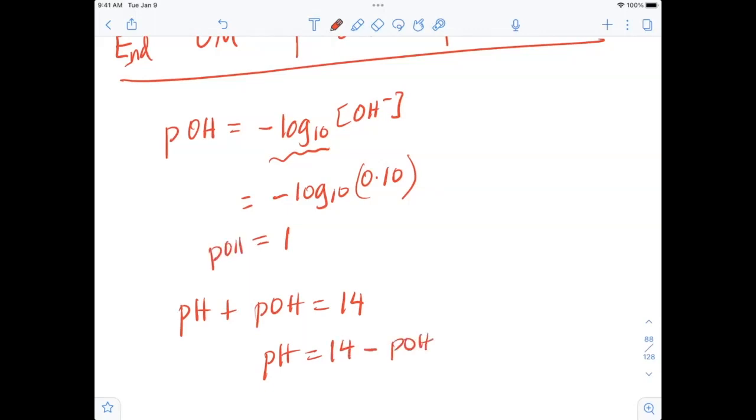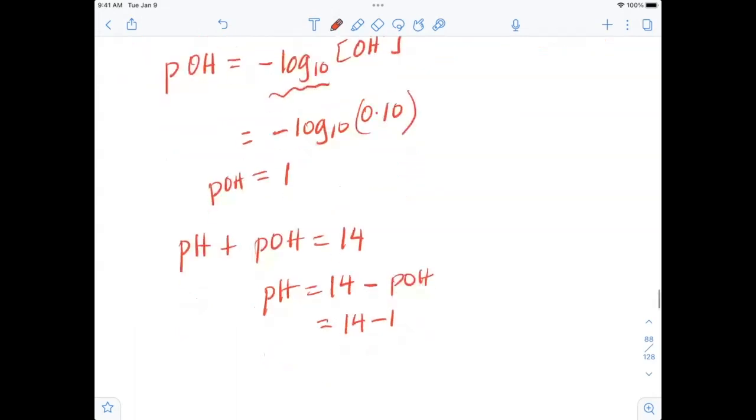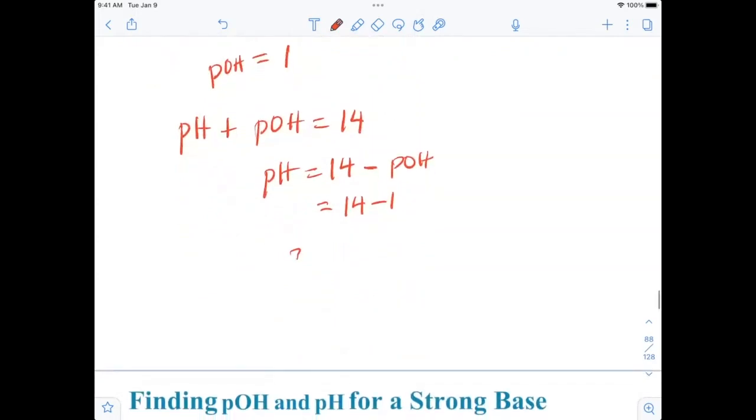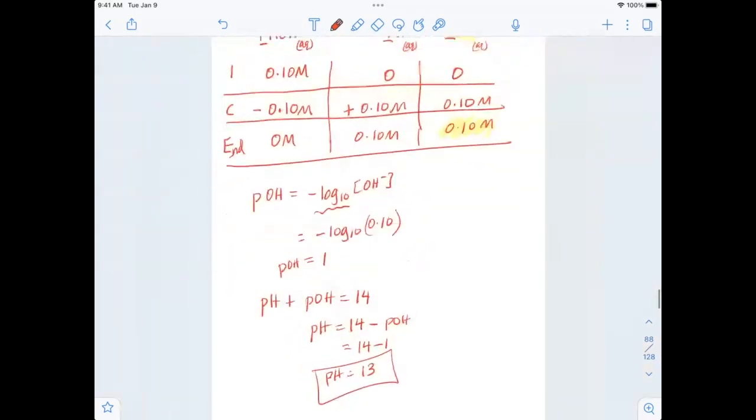But we already got pOH up here. We took the negative log of OH minus. So that's going to be 14 minus 1, which will make the pH 13. Okay? So let me zoom out so we can see what we did.